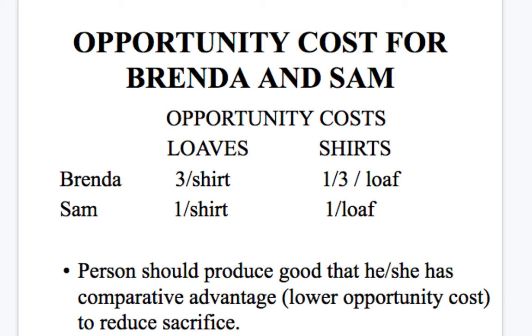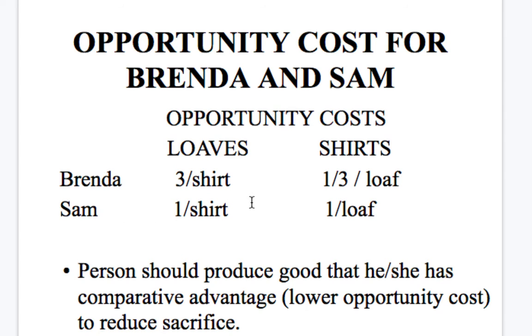Going back again to the concept we're discussing today, the idea of opportunity cost. The opportunity cost for Brenda and Sam shows that for every 3 loaves of bread that Brenda creates, it costs 1 shirt. Or for every 1/3 of a loaf of bread, it takes away her ability to make 1 shirt. So the cost of creating loaves of bread for Brenda is 3 shirts. The cost of creating shirts for Brenda is 1/3 of a loaf.